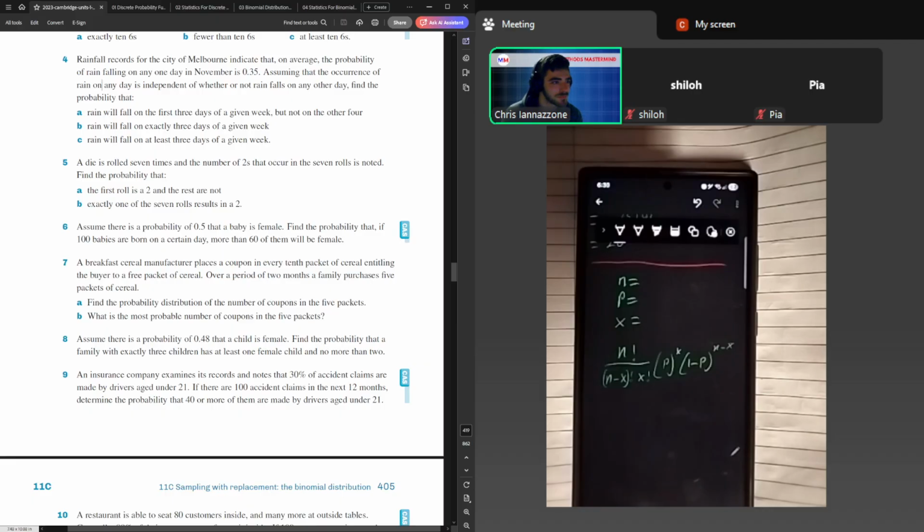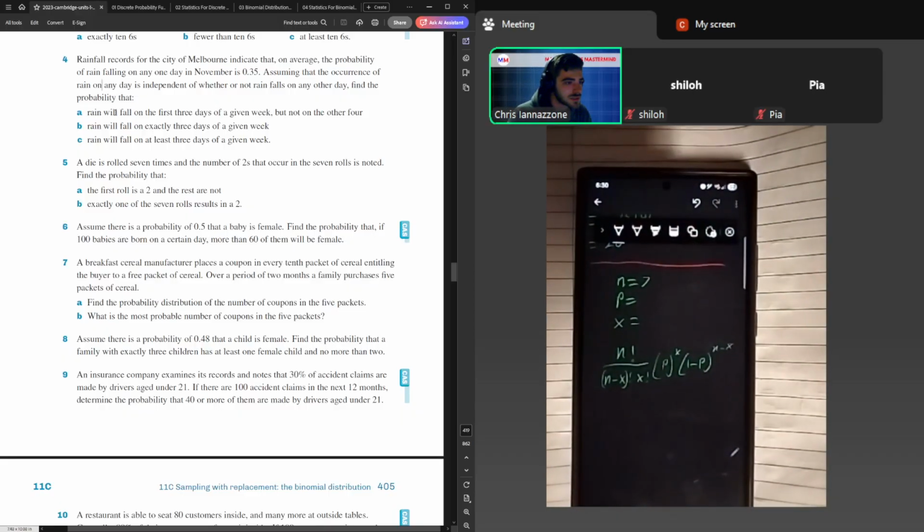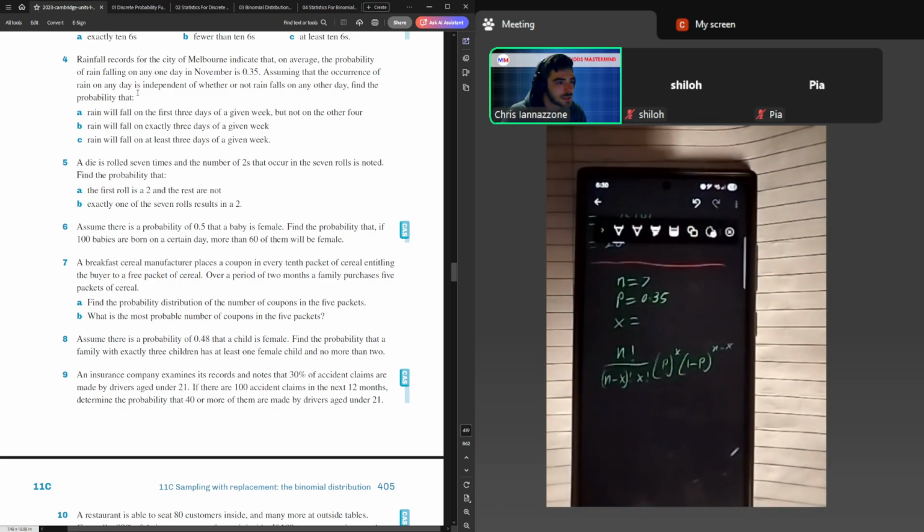All right, I'll just finish this one off. So it's all about rainfall, and if you look at part A, it's saying what's the probability rain will fall on the first 3 days of a week, but not the other 4. So the thing that's happening over and over again is the days, right? We're going through all the days of a week, of which there are 7. And so that means n is going to be 7. We have 7 total trials that we're looking at. In this case, we're looking for probability of rain, so rain will be considered a success. So in this case, probability of rain, 0.35, which is why p is 0.35. And then lastly, little x will be completely dependent on what's going on here.